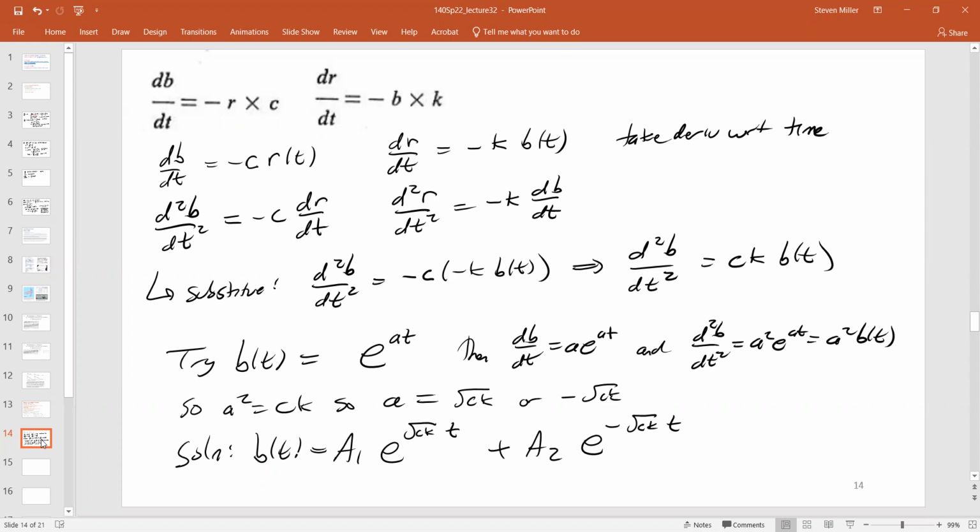A1 has to be 0 from physical grounds. A1 equals 0 as the number of ships does not increase. And there we go.